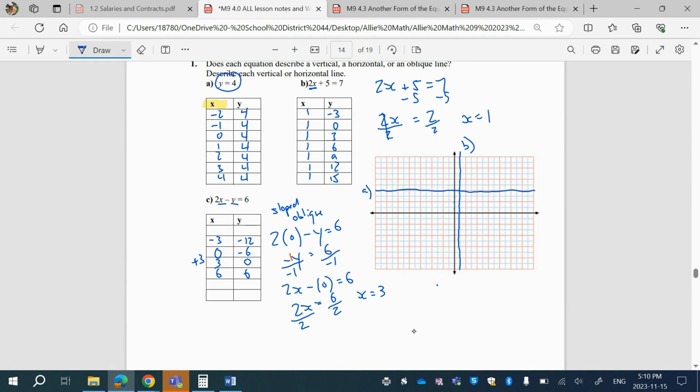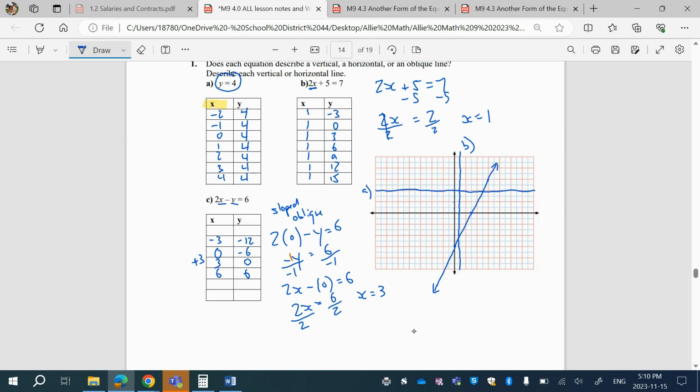1, 2, 3, 4, 5, 6. If we are at 3x, 1, 2, 3, we are at 0y. And if we are at 6x, 1, 2, 3, 4, 5, 6, we are at 6y, 1, 2, 3, 4, 5, 6. So our line will look something like that.